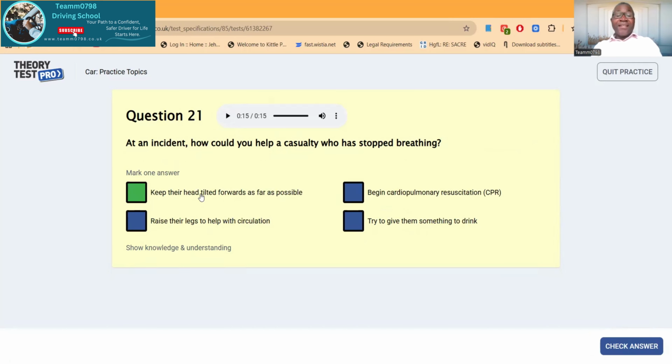Good point. So once again, these 2 answers, raise their legs will help circulation. Try to give them something to drink. These 2 are wrong. So begin CPR or keep their head tilted forward as far as possible. Now, CPR is to get their heart beating again, if I remember correctly. So I will keep their head tilted forward as far as possible. See, we want them to breathe, so we want to get their airway clear. So that's the answer I will go for, and let's hope it's correct.